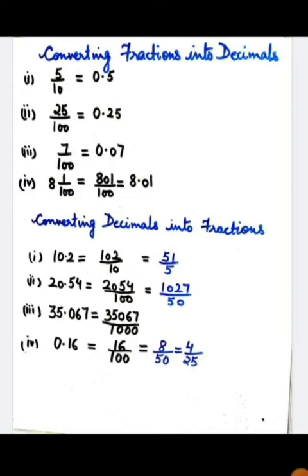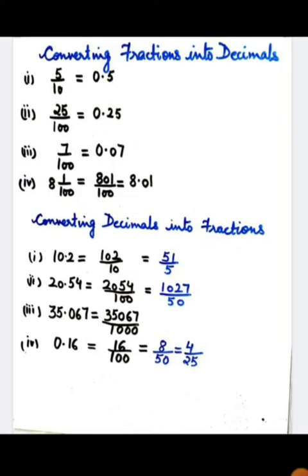Whenever a fractional number is given to you, you first of all write the numerator as same. Here in the first part, the given number is 5 upon 10. So first of all, you will write the numerator as same, that is 5. Now you will check how many zeros are given in the denominator. Here only one zero is given in the denominator, which is 10.